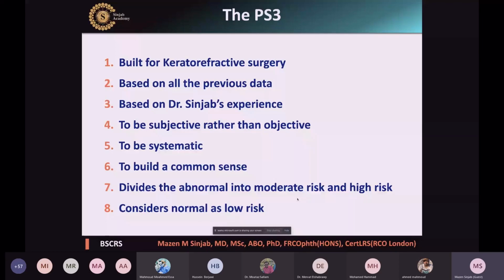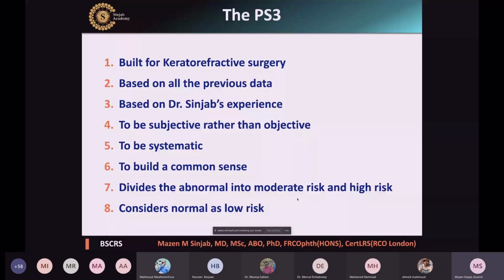This is the aim of the PS3. In the PS3, I split the abnormal into moderate risk and high risk. This is all what I did. Instead of keeping it as abnormal, I split it into moderate and high risk based on my experience, okay? But all are abnormal based on evidence-based.